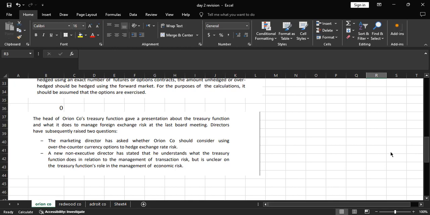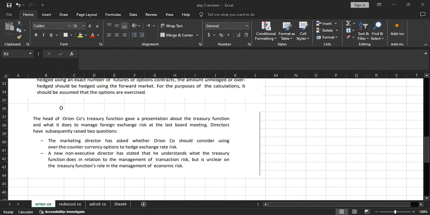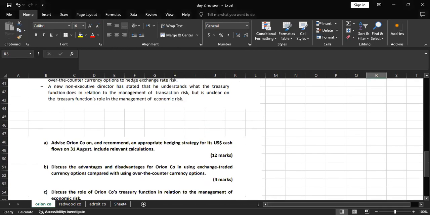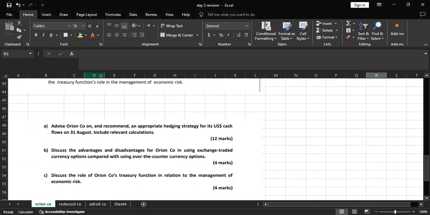Now, what is the requirement of the question? Advise Orion Company and recommend an appropriate hedging strategy for its US cash flows on 31st August. Include relevant calculations. Guys, these 12 marks, I will definitely say, were very easy if you follow my step-by-step approach.